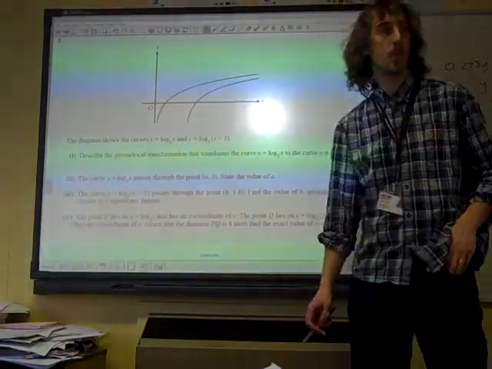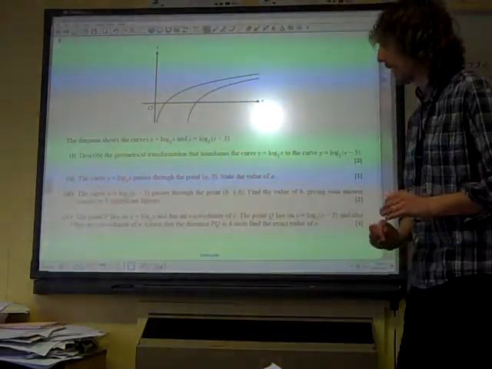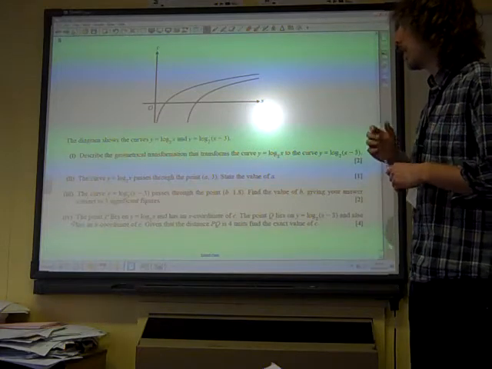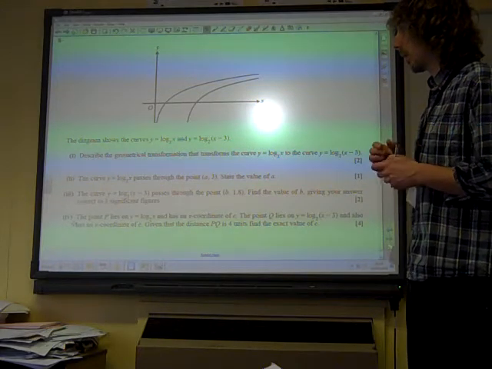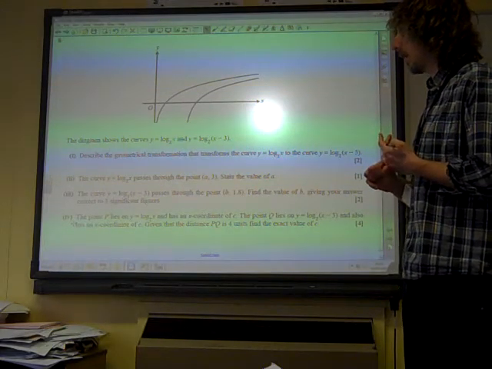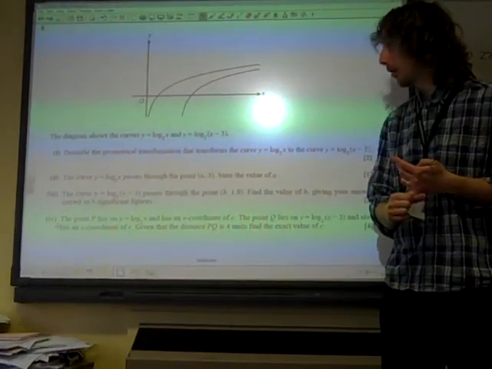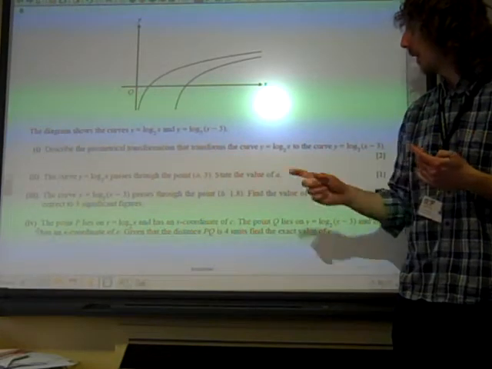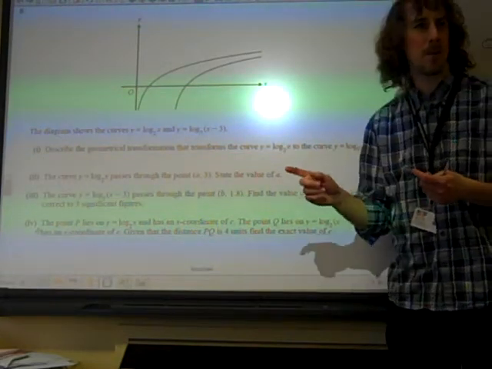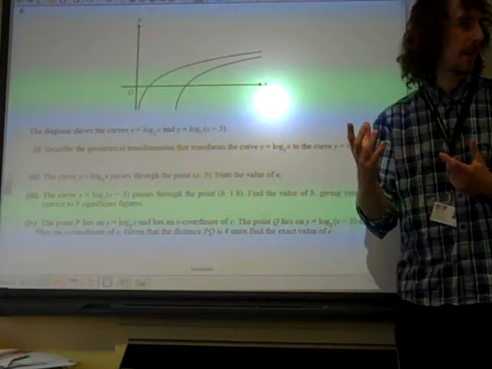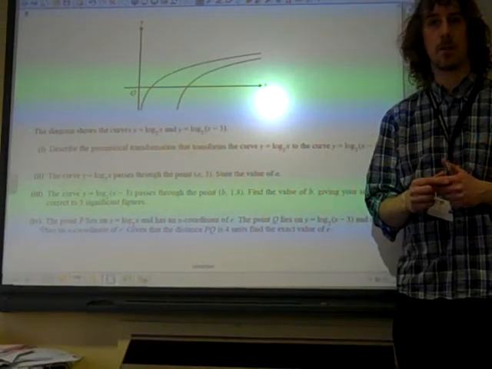Question 8. With a logarithm bit going on with it, we've got two curves, log base 2 of x and log base 2 of x minus 3. And the first bit describes the geometrical transformation that transforms that curve to that one. Well, we know about this, it's just one of these standard things that we've learnt what these transformations do.